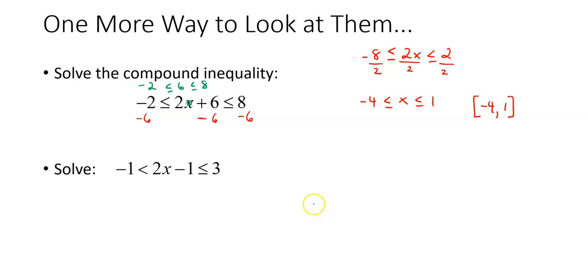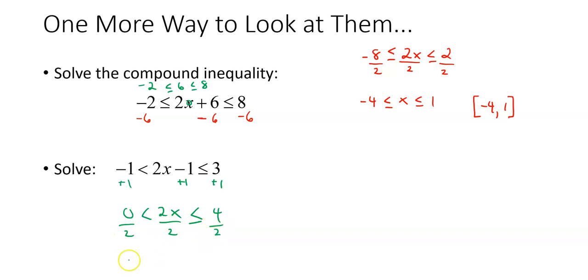All right, let's try solving this one down the bottom. If I'm going to solve for x, I'm going to start by adding a 1 to all sides, so all three pieces get a 1. Negative 1 plus 1 is 0. Negative 1 plus 1 zeroes out, so I just get 2x. 3 plus 1 is 4. Last step is to divide everything through by 2.